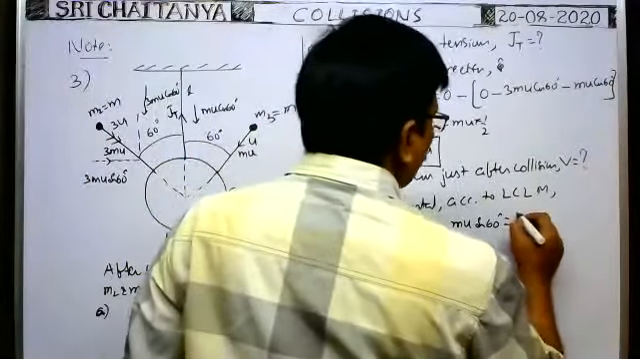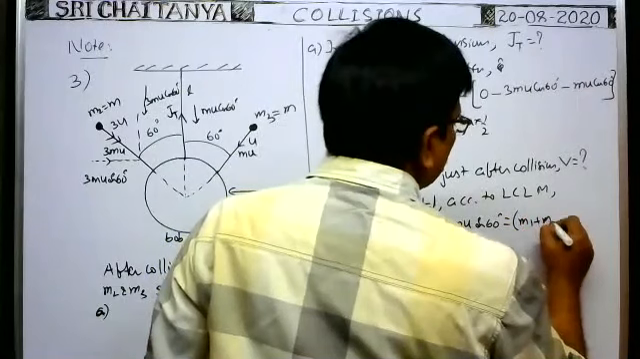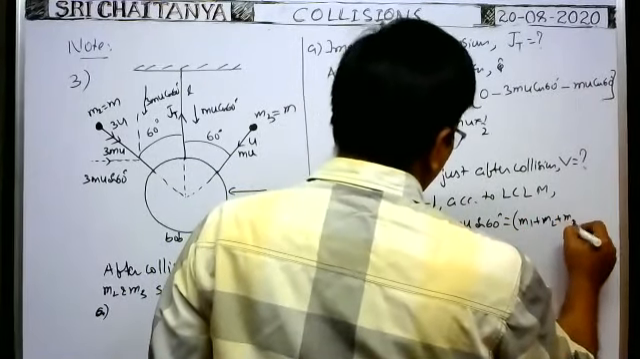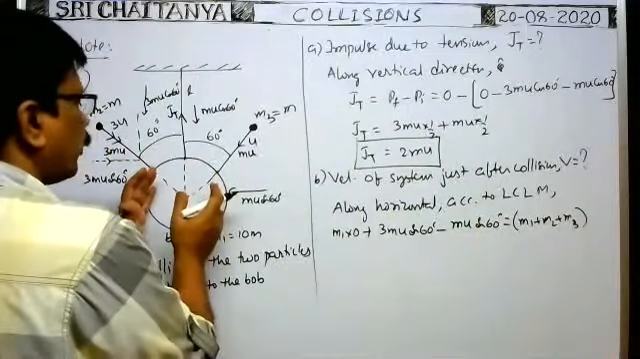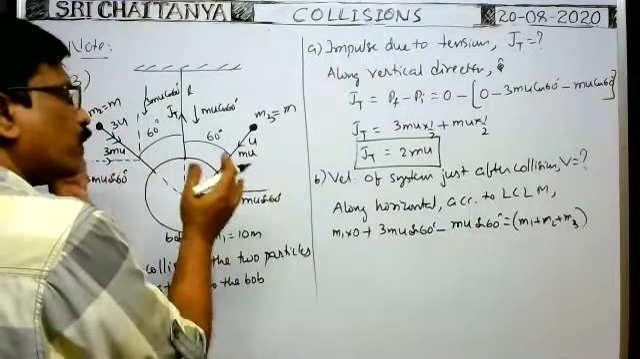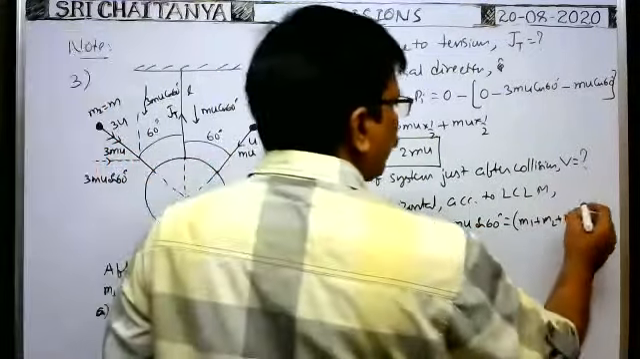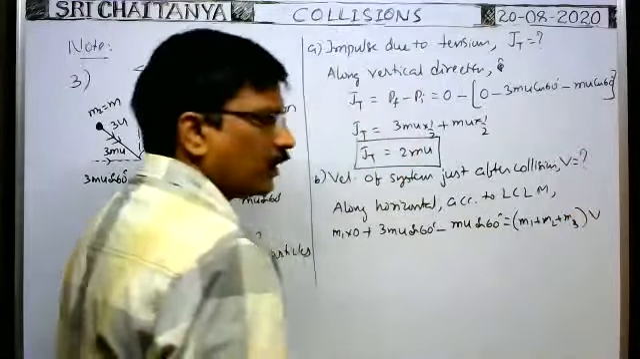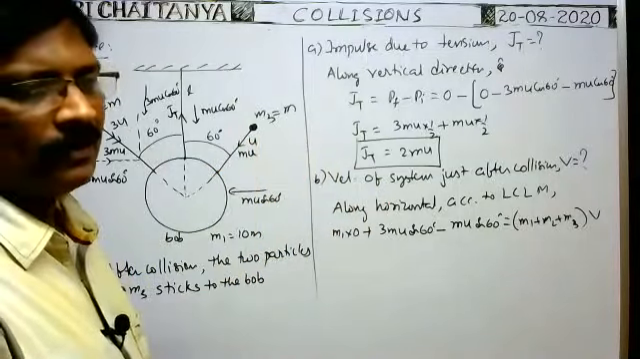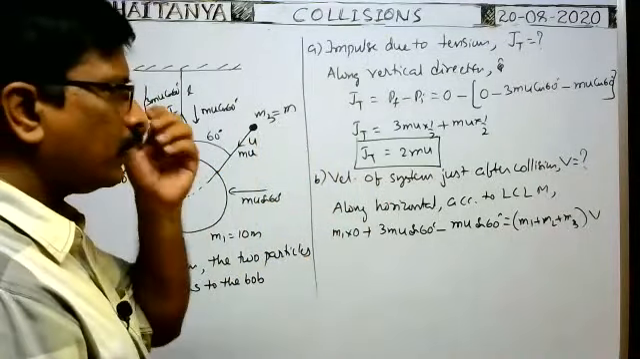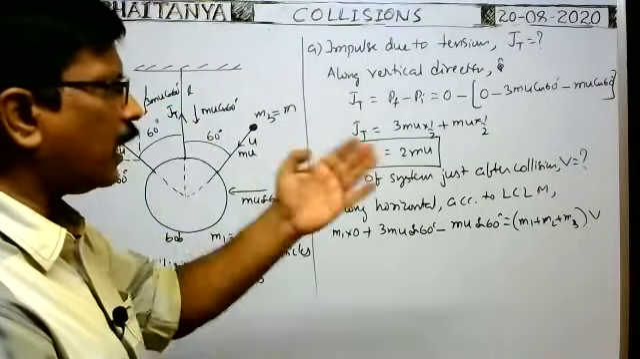That's why total mass of the system is m1 plus m2 plus m3 into, as two particles stick to the bob, the whole system moves together with some velocity. That common velocity, say v, is what they asked. Immediately after collision, what is the velocity of the bob, they asked. So immediately after collision, the entire system will move together with common velocity, say v.